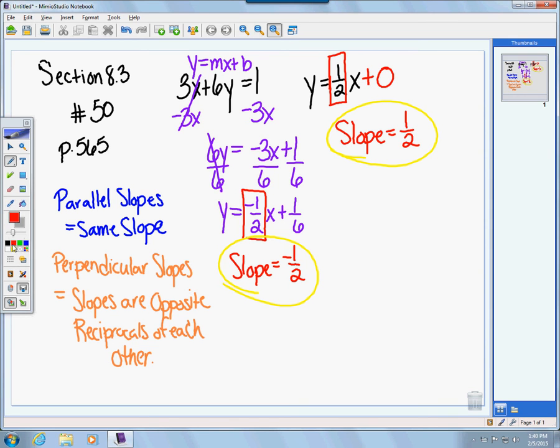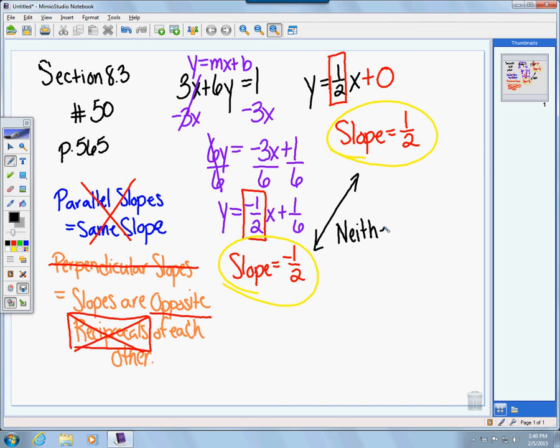Okay, so do we have parallel slopes? Are they exactly the same? No, because one is positive 1/2 and the other is negative 1/2. The next question we can ask is, are they perpendicular slopes? While it's true that they are opposites, one positive and one negative, they are not reciprocals of each other. So we don't have perpendicular slopes either. In this case, the two slopes you are looking at are neither parallel nor perpendicular.